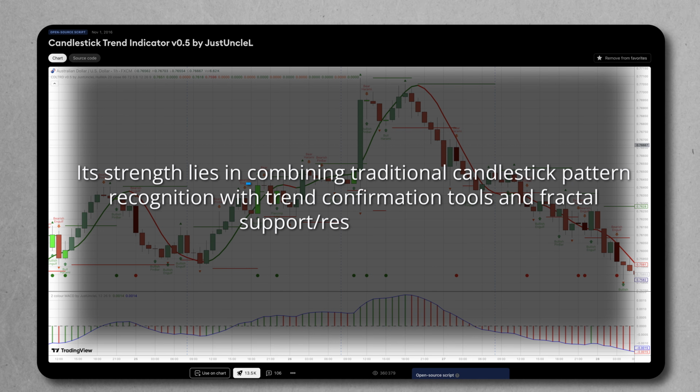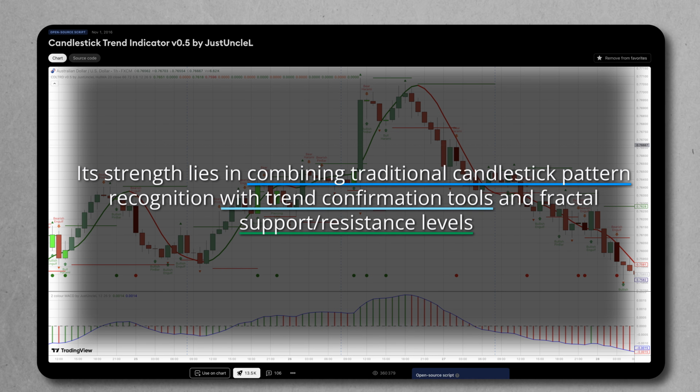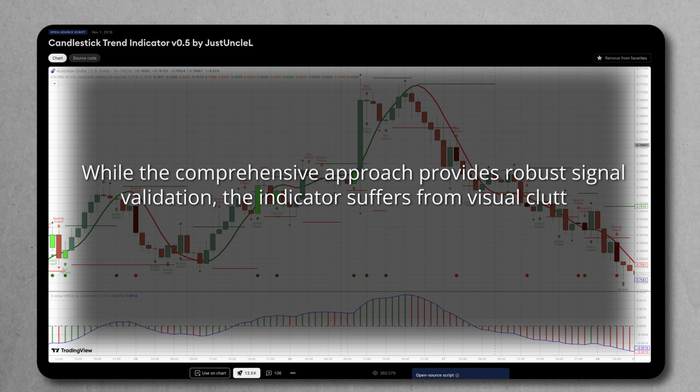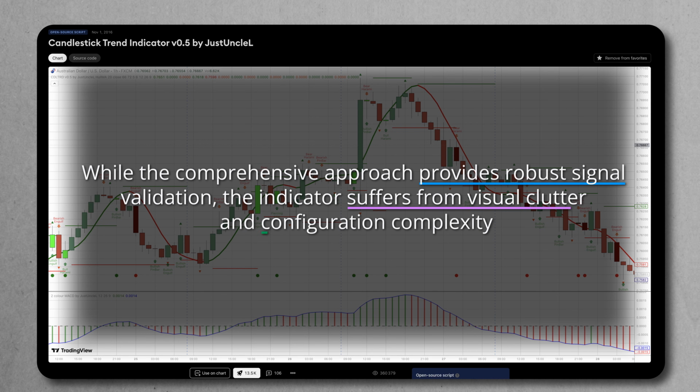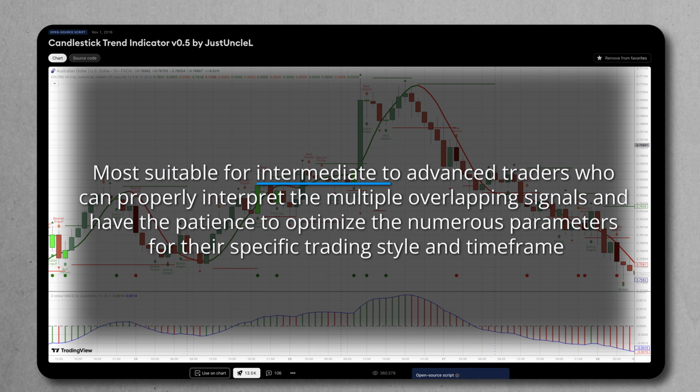Its strength lies in combining traditional candlestick pattern recognition with trend confirmation tools and fractal support resistance levels. While the comprehensive approach provides robust signal validation, the indicator suffers from visual clutter and configuration complexity, most suitable for intermediate to advanced traders who can properly interpret the multiple overlapping signals and have the patience to optimize the numerous parameters for their specific trading style and time frame.